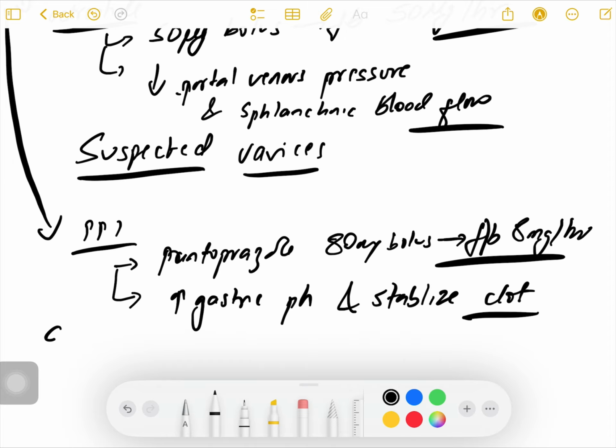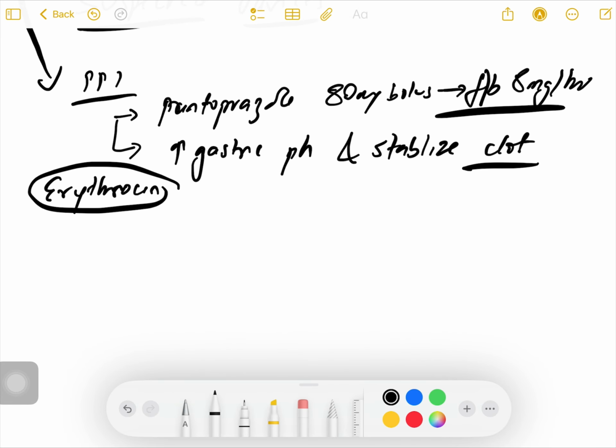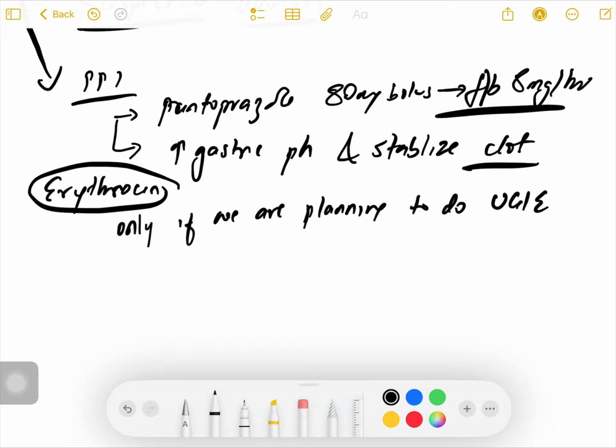What about the prokinetic drug like erythromycin? It is given only if we are planning to do an early endoscopy and want to make our stomach clear of any gastric content.